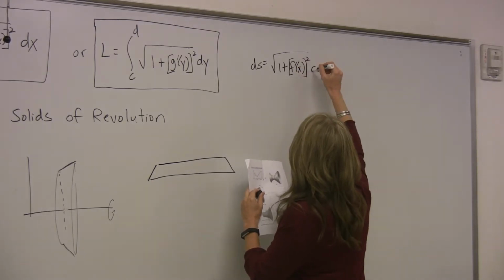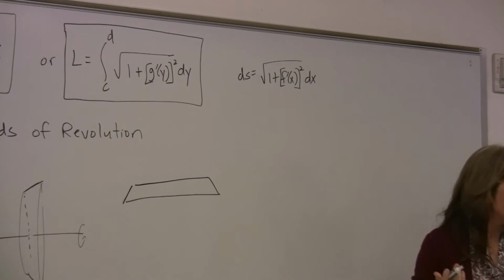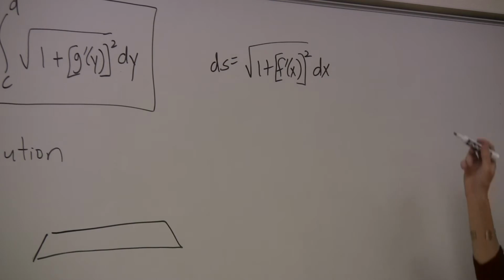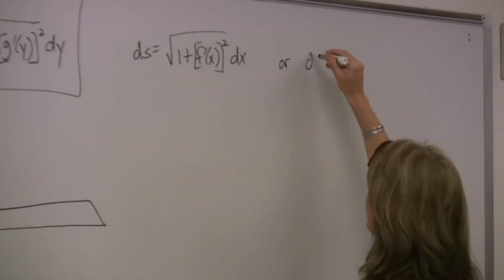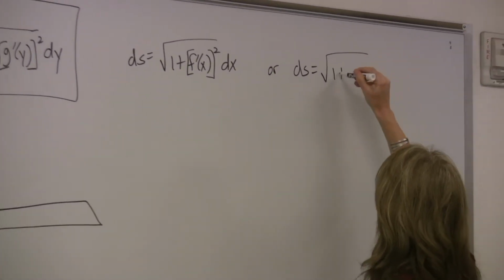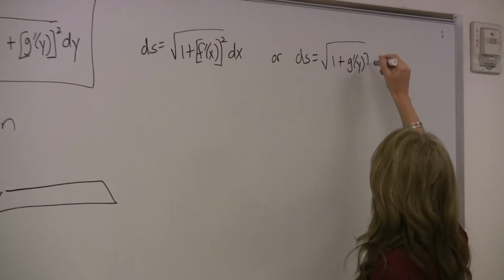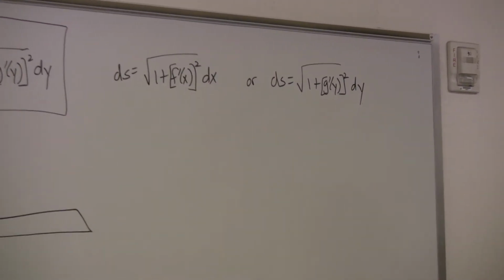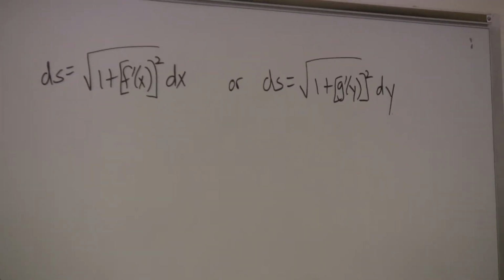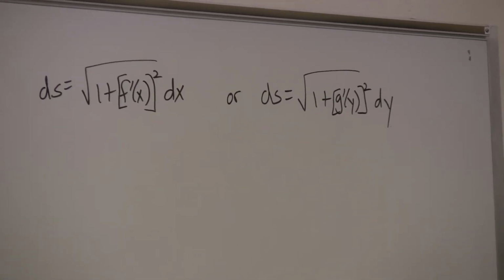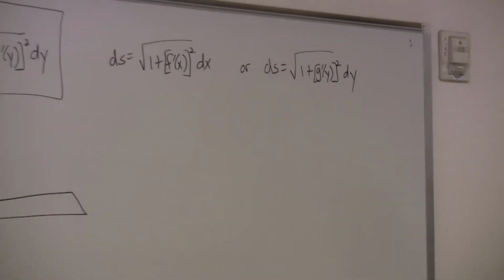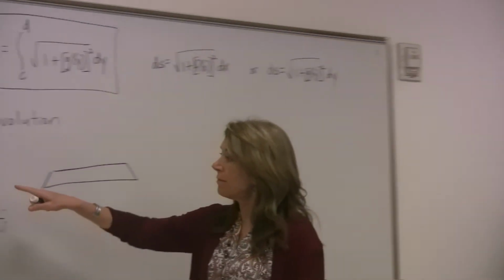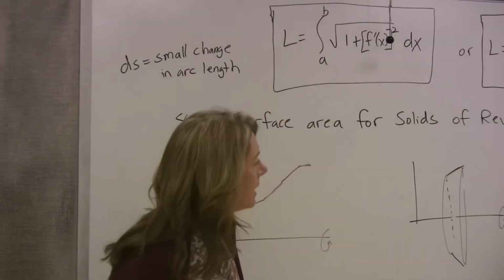This is your formula for ds. That's a small piece of your arc length, right? One of the many pieces that we're adding up. Or 1 plus g prime of y squared dy. So when they talk about ds, it's just they change the variables on you. They call it L in the previous section for the length of the whole curve, but each little piece that you're adding up is a small change and they call it ds. So the length on this piece right here is ds.